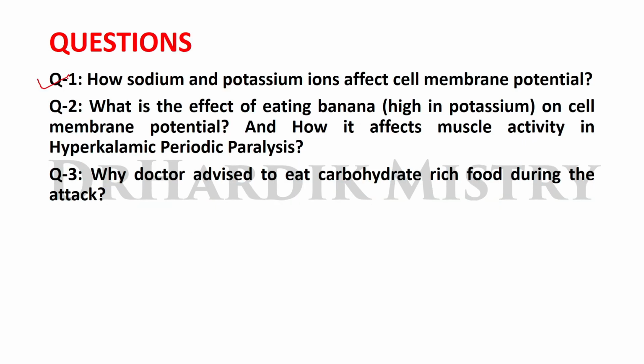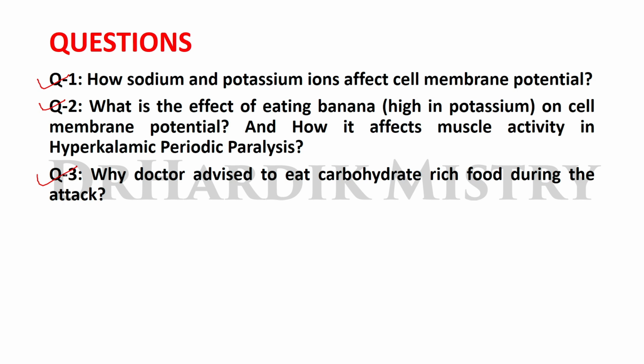Question number 1. How do sodium and potassium ions affect cell membrane potential? Question number 2. What is the effect of eating banana, which is high in potassium, on cell membrane potential, and how does it affect muscle activity in hyperkalemic periodic paralysis? Question number 3. Why did the doctor advise eating carbohydrate-rich food during the attack of hyperkalemic periodic paralysis?